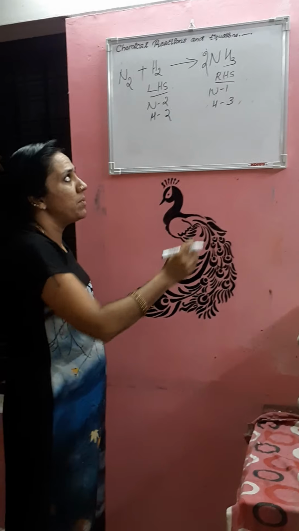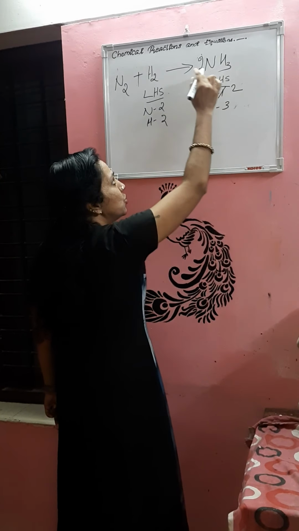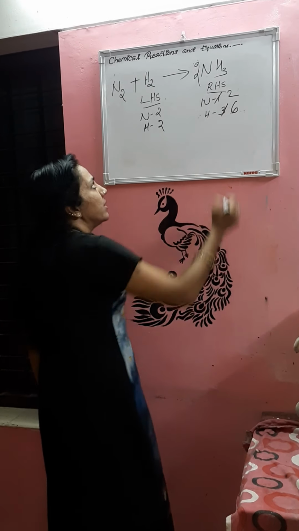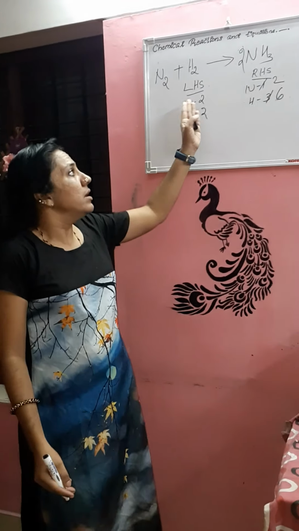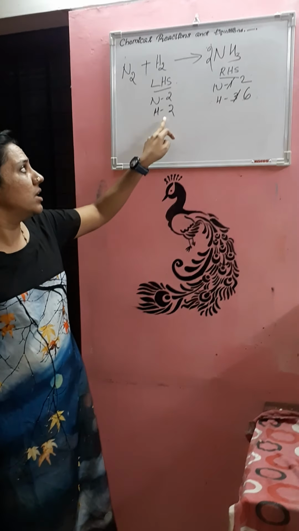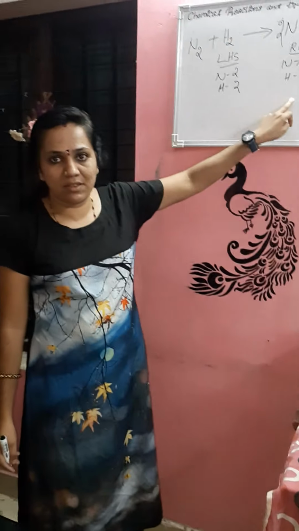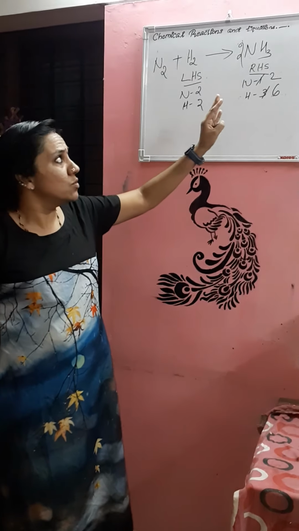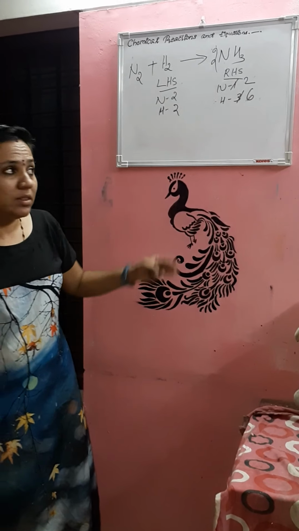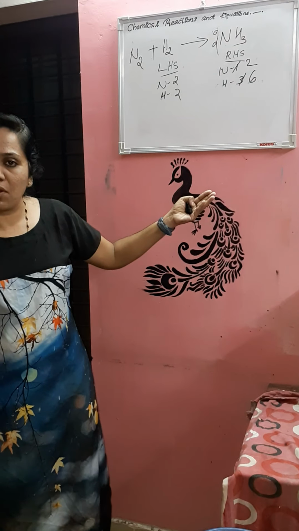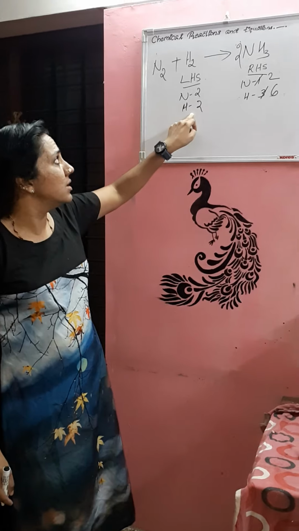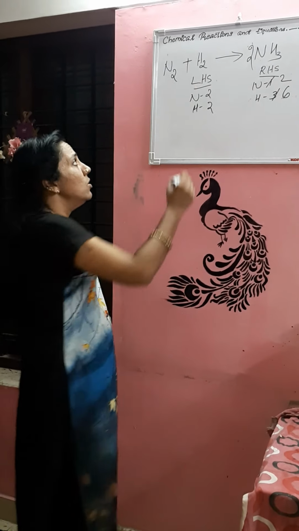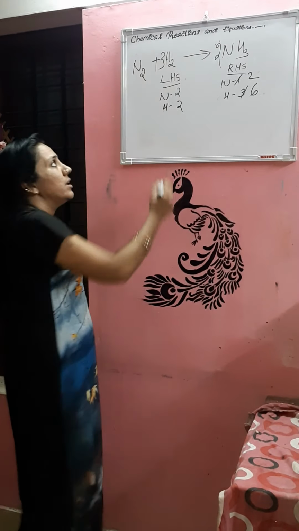So what is the change happening? N 2, H 2 into 3, 6. Now on comparing, nitrogen is okay. What about hydrogen? Here it is 2, here it is 6. What should we do? Multiply 2 by what to get 6? By 3. So 3 should be added to that part which contains the lesser number of atoms. Which side has the lesser number here? It is on the LHS. So add 3 in front of hydrogen on the LHS.